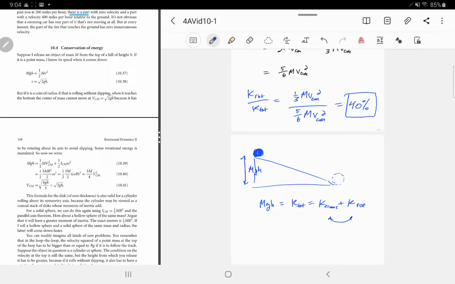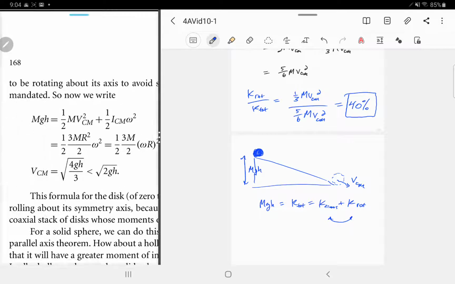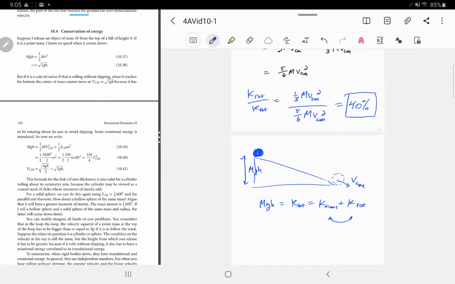But because some of that energy is taken up by the rotational kinetic energy, the center of mass velocity is not as big as it normally is. So your book points this out. The velocity of the center of mass is not as big as it would have been had we ignored the rotational kinetic energy. That's because some of that kinetic energy is taken up by the rotational motion. And how much of it is taken up by the rotational motion depends on the moment of inertia of the object. So there's a fun demonstration.